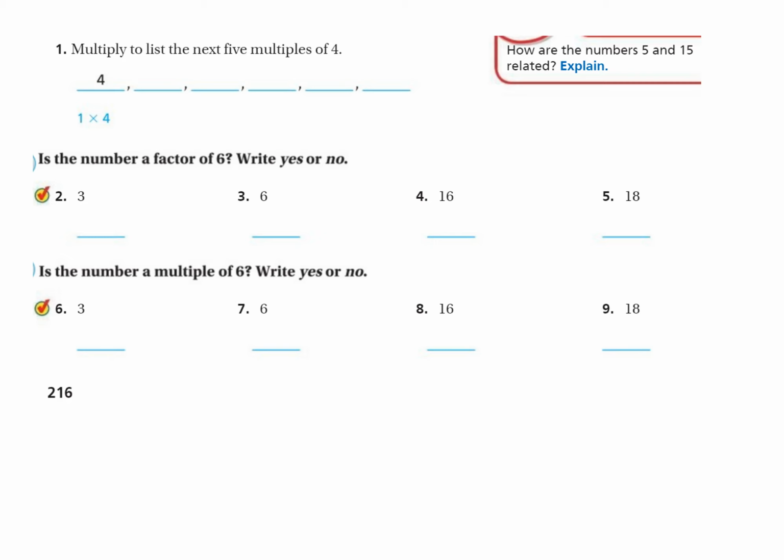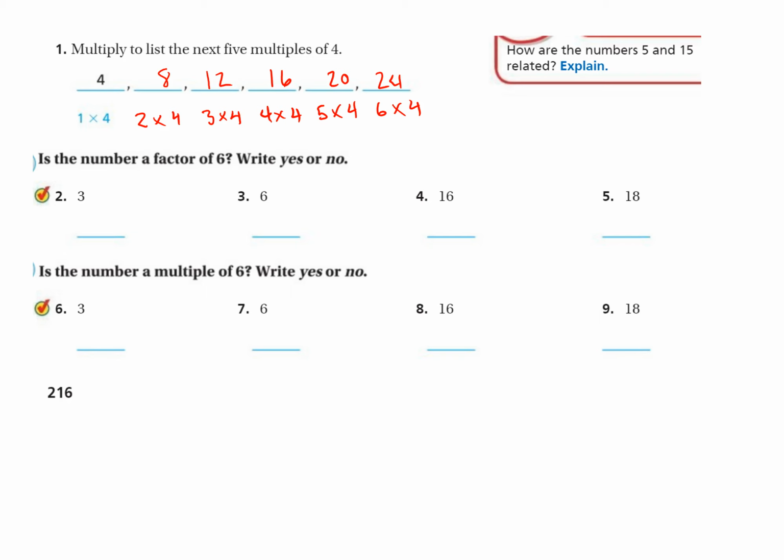Okay, number 1 says multiply to list the next 5 multiples of 4. So they did the first one for us. 1 times 4 is 4. Then 2 times 4 is 8. 3 times 4 is 12. 4 times 4 is 16. 5 times 4 is 20. And 6 times 4 is 24. So that's done.